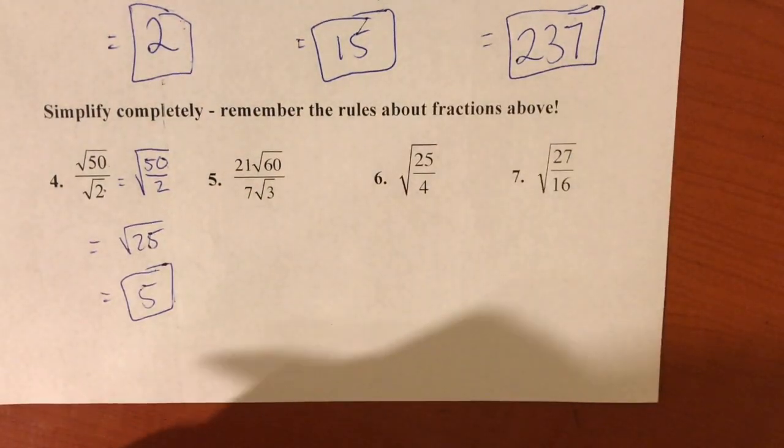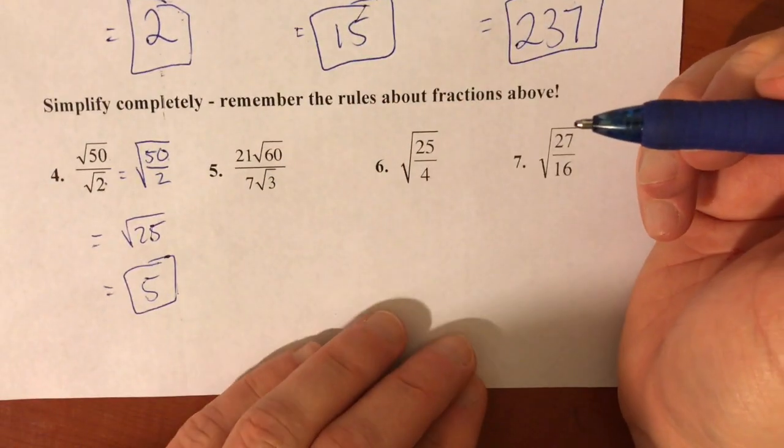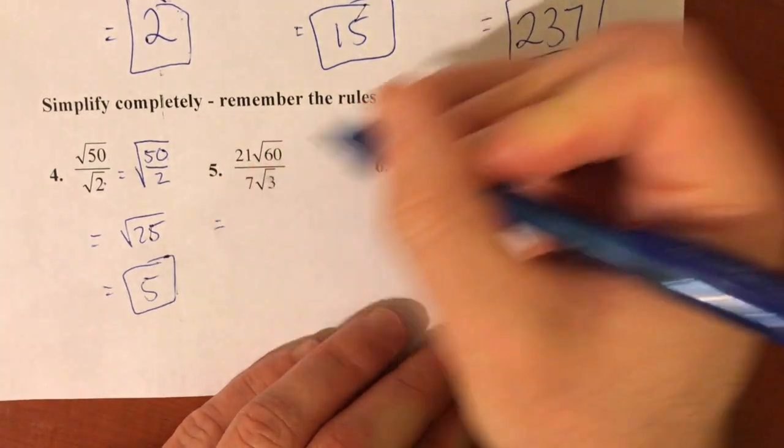All right. What about when they've got coefficients out in front? No big deal, just like with multiplying.